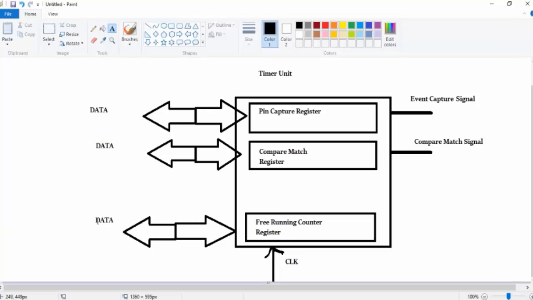Now there is a bidirectional movement of data between this timer unit and the CPU unit. So you can actually write data into the free running register, so that you can tell the timer from where it can start to run.